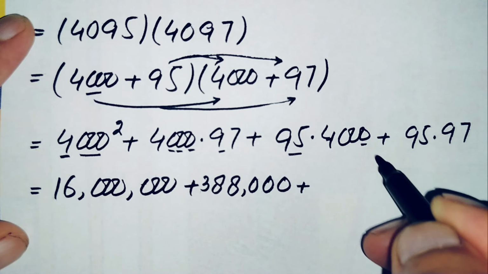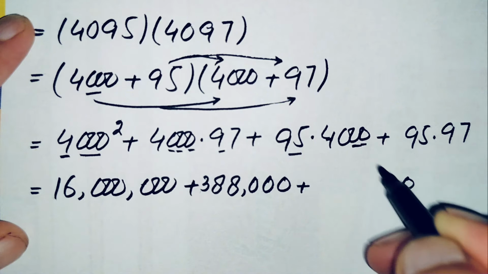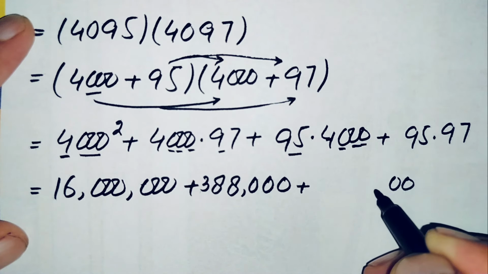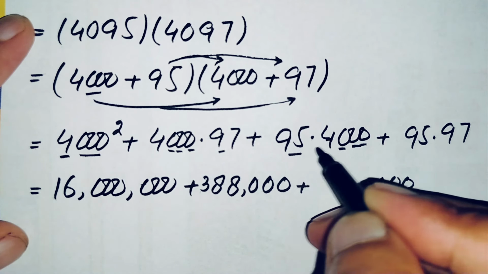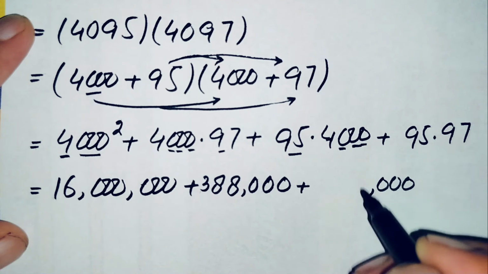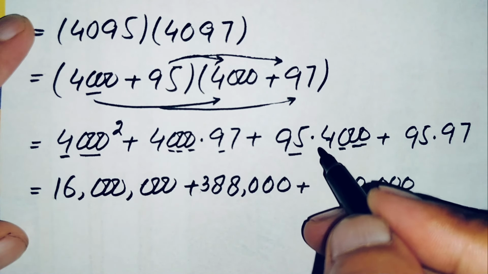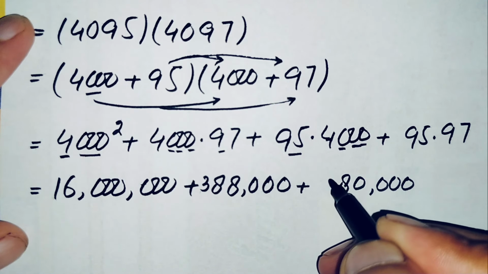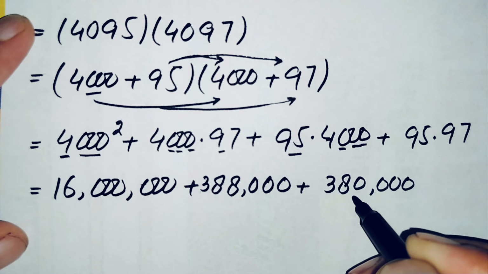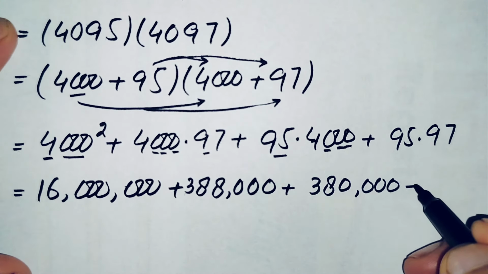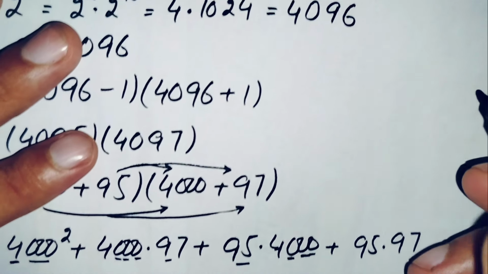So 95 times 0 is 0, 0, 0, and 95 times 4 is 5 times 4 is 20, 0, 2 will be carried. 9 times 4 is 36, 36 plus 2 is 38. So this will give the same, 380,000 plus we will multiply these two numbers in the rough work here.